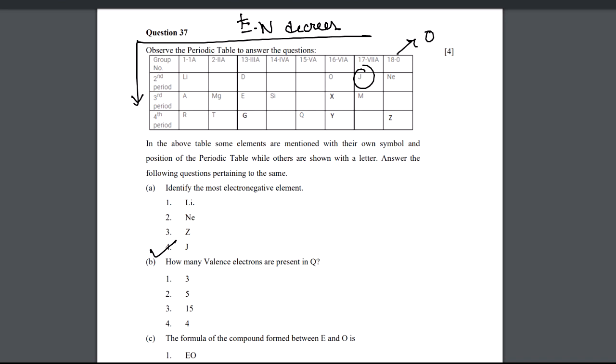How many valence electrons are present in Q? Let's find out Q. Q is here. So in case of Q, this one is in group 15. So for group 15, how many valence electrons will be there?